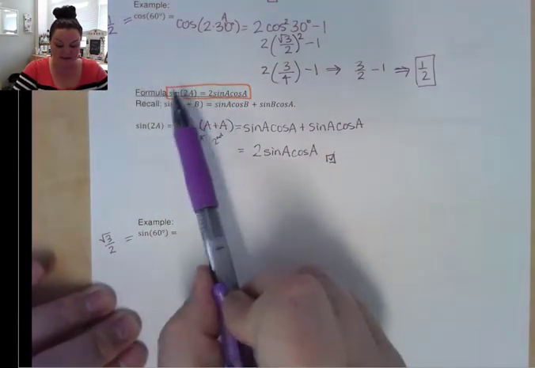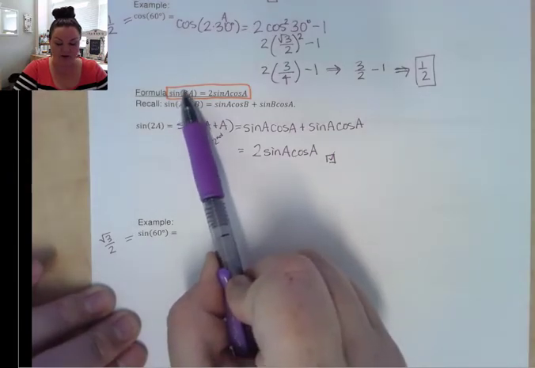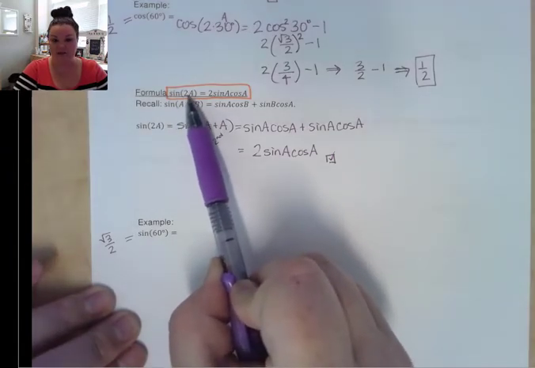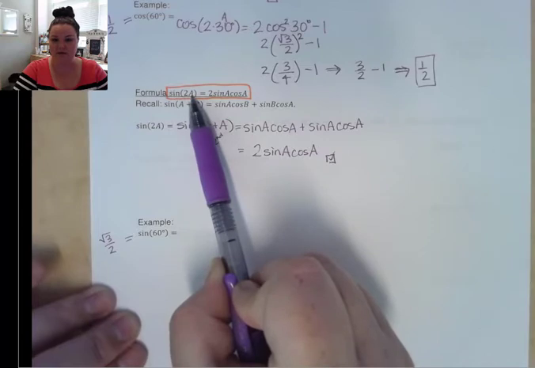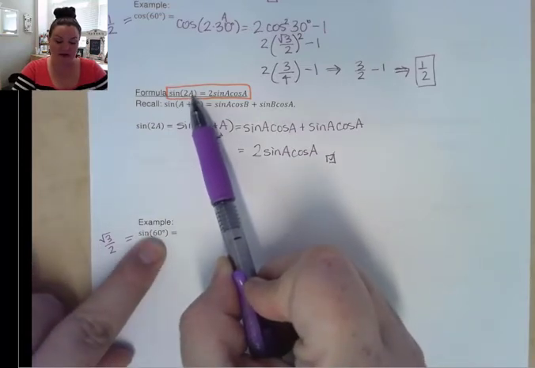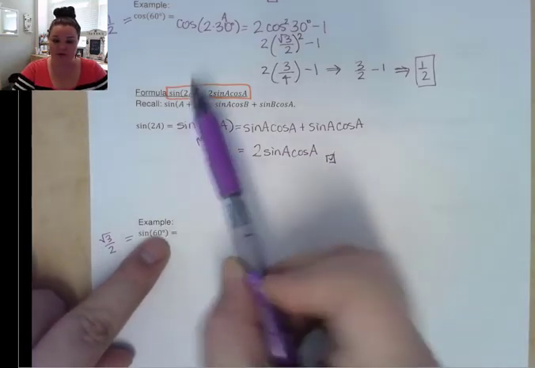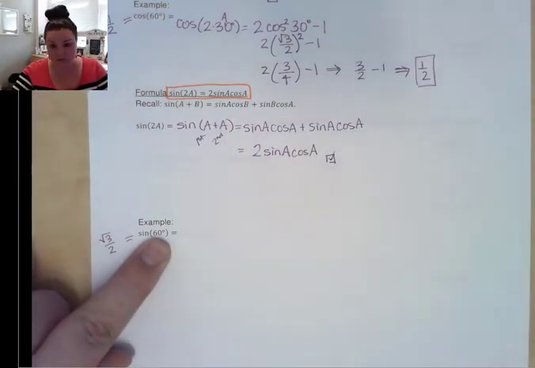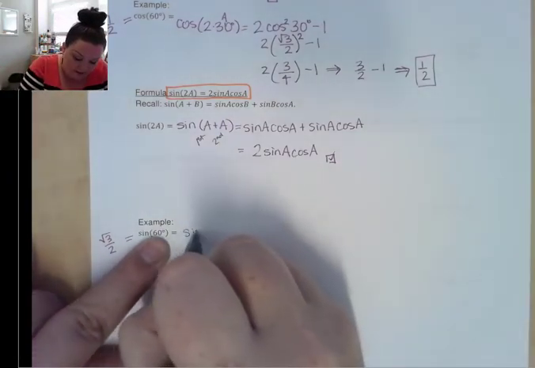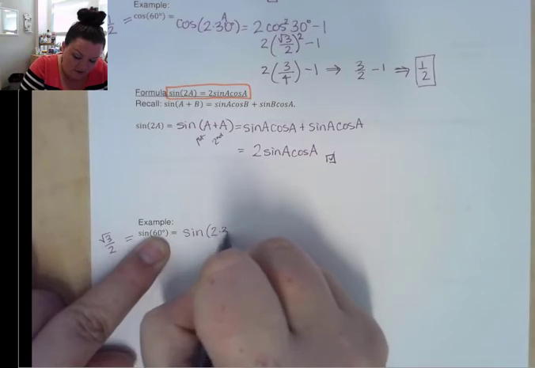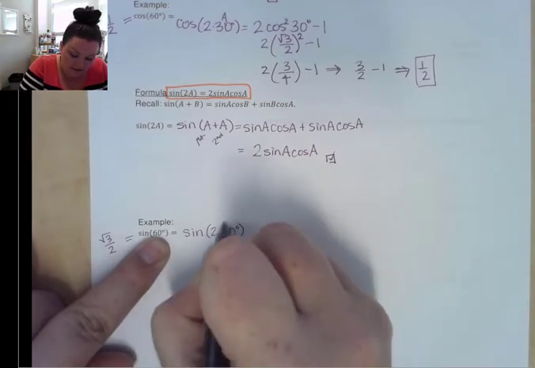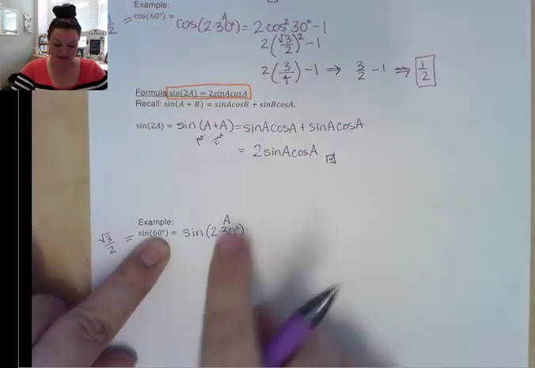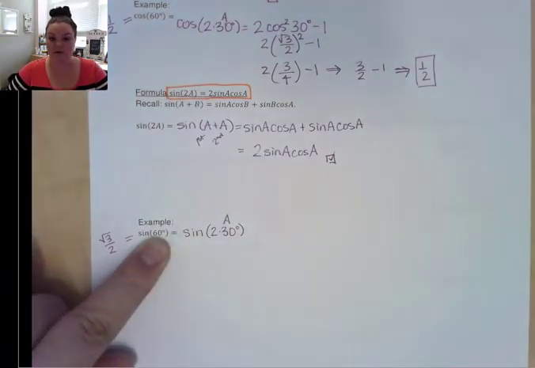So first thing is, notice my new formula has a double angle in here. We need to write it as 2 times some angle value. So the angle value that we would have to multiply by 2 in order to get 60 would be 30. So I'm going to write this as sine of 2 times 30 degrees, so that 30 degrees will be my A value here, or my double angle, okay?